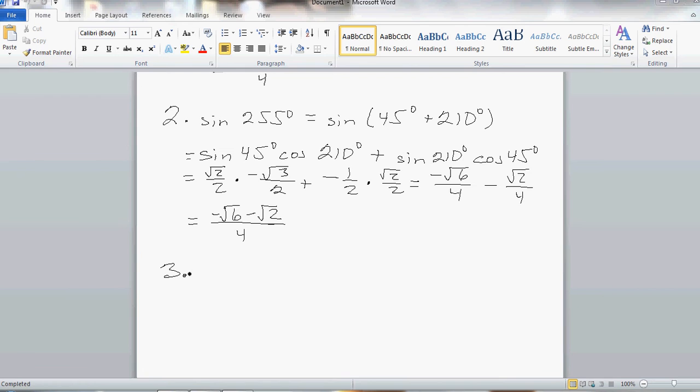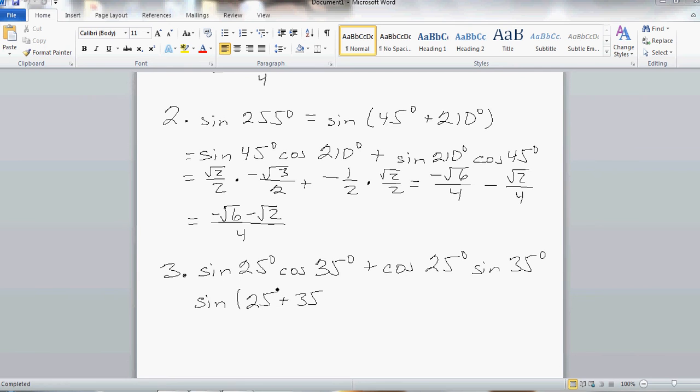Number 3, 4, 5, and 6 actually work in reverse. Basically, we have the sine of 25 degrees, cosine of 35 degrees, plus cosine of 25 degrees, sine of 35 degrees. Well, I look at this, and this appears to be the right-hand side of sine with the angles being added, or the sum identity. So that's going to be the sine of the two angles added together, 25 plus 35 degrees. Well, that would be the sine of 60 degrees, which simply is equal to the square root of 3 over 2.